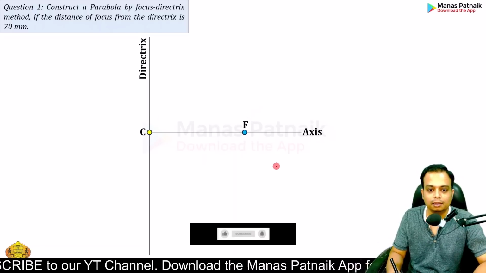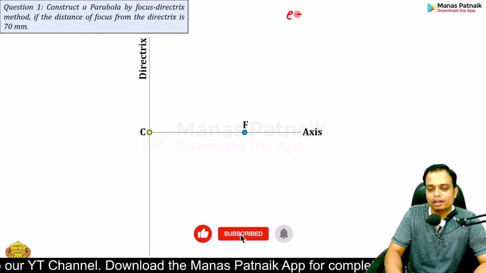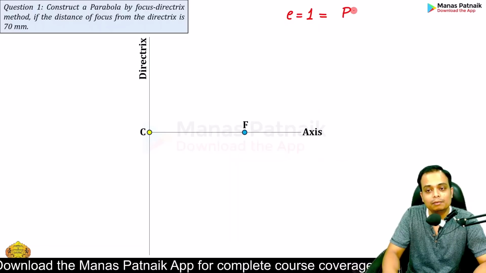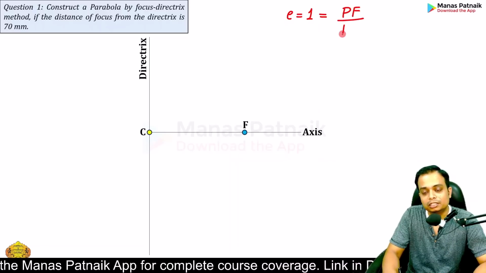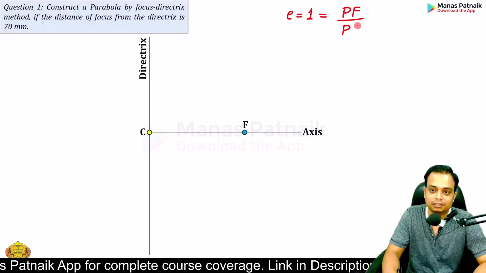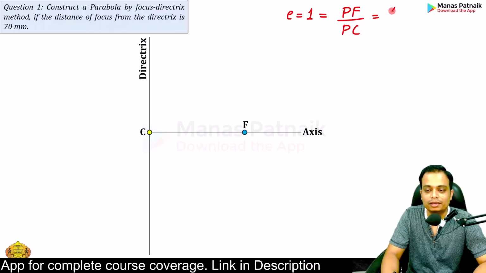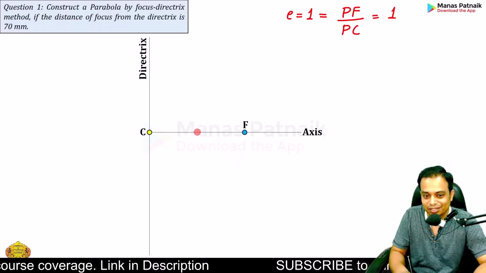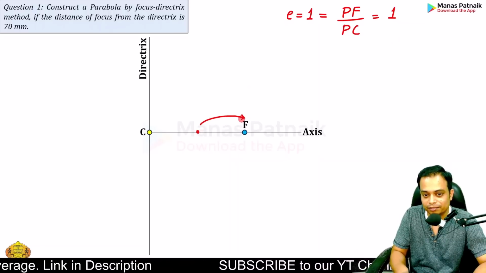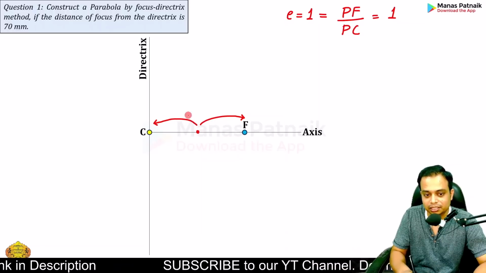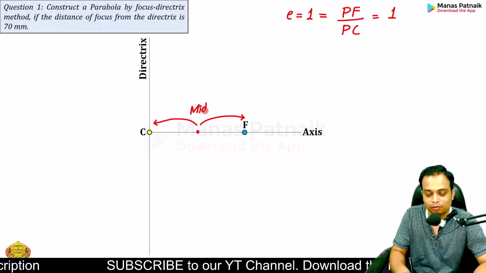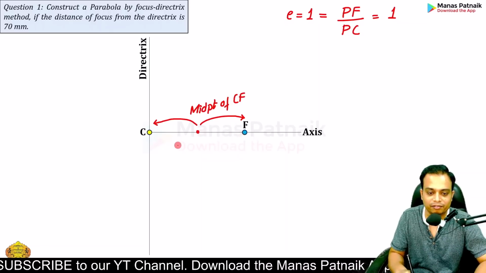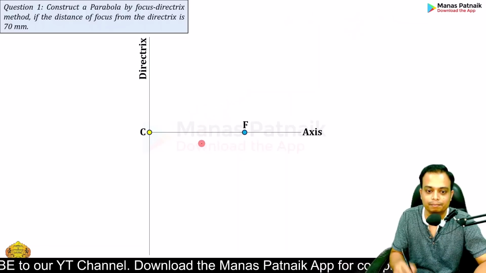Done. Now in a parabola, we know very well that eccentricity is equal to 1. That means the distance of any point on the parabola from the focus, divided by the distance of the same point from the directrix, let's say C, is always equal to 1. You need to find a point between C and F in such a way that its distance from F is equal to its distance from C. So basically we are looking for the midpoint of CF. The midpoint can be located very easily. It is half of 70, that is 35.